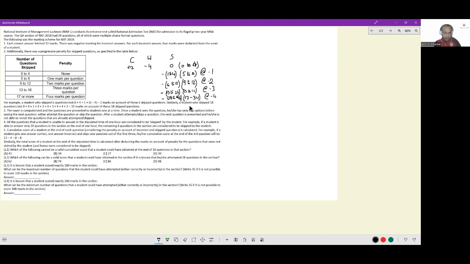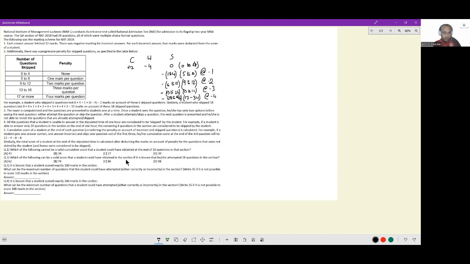First question. Which of the following cannot be a valid cumulative score that a student could have obtained at the end of 10 questions in that section? Remember, this is during the course of the test. So we are only looking at these 10 questions. Total number of questions seen will only be for these 10 questions.